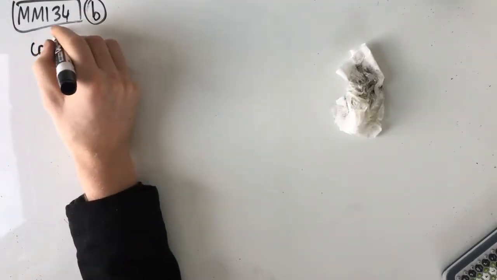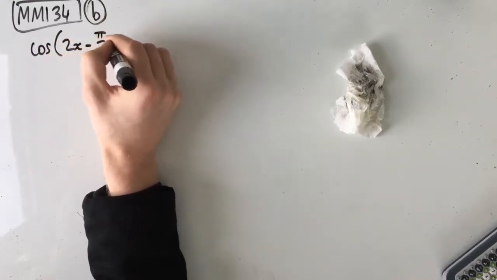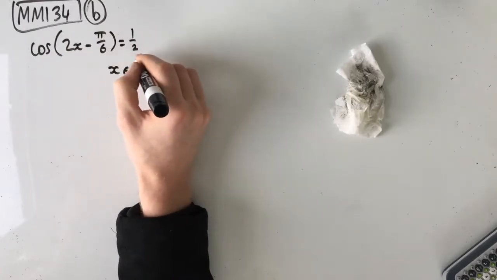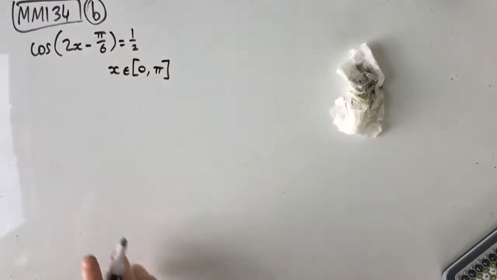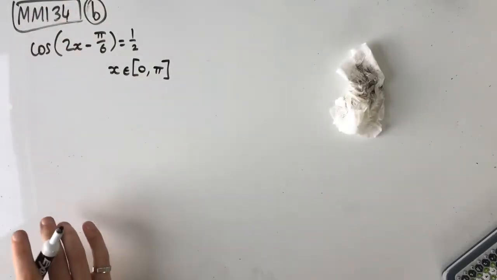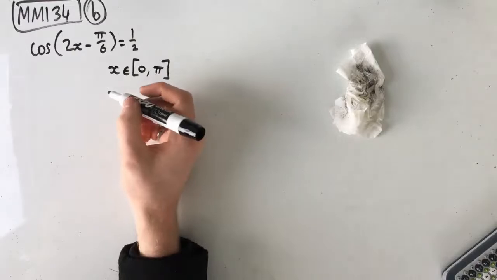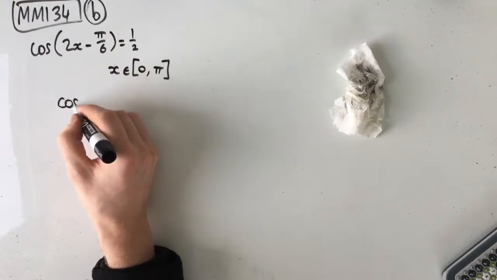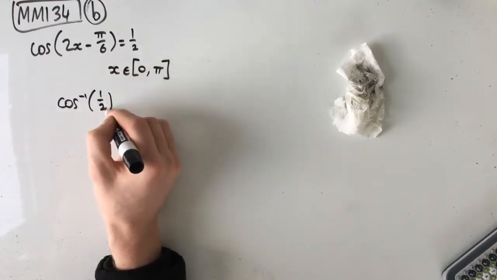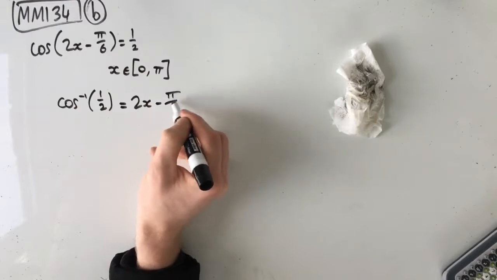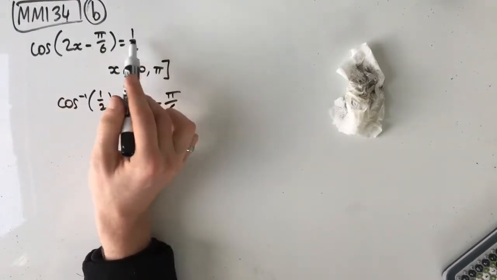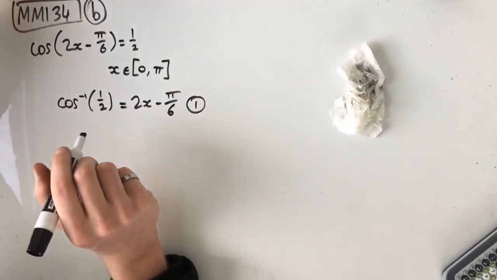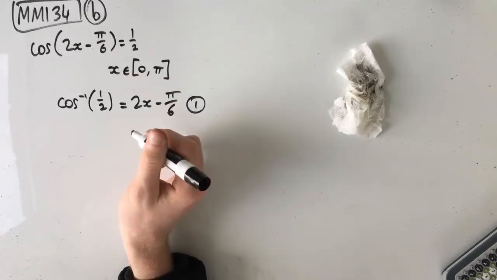So we've got this equation, cos of 2x take pi on 6 equals 1 on 2. We're trying to solve this for x is an element of 0 to pi. So as always, we need to find our base angle. Because we have nothing on this side, we can go straight into cos inverse of 1/2 is equal to 2x minus pi on 6. So our angle is equal to the inverse cos of 1/2, and that's your first mark right there. This is a 2-mark question.